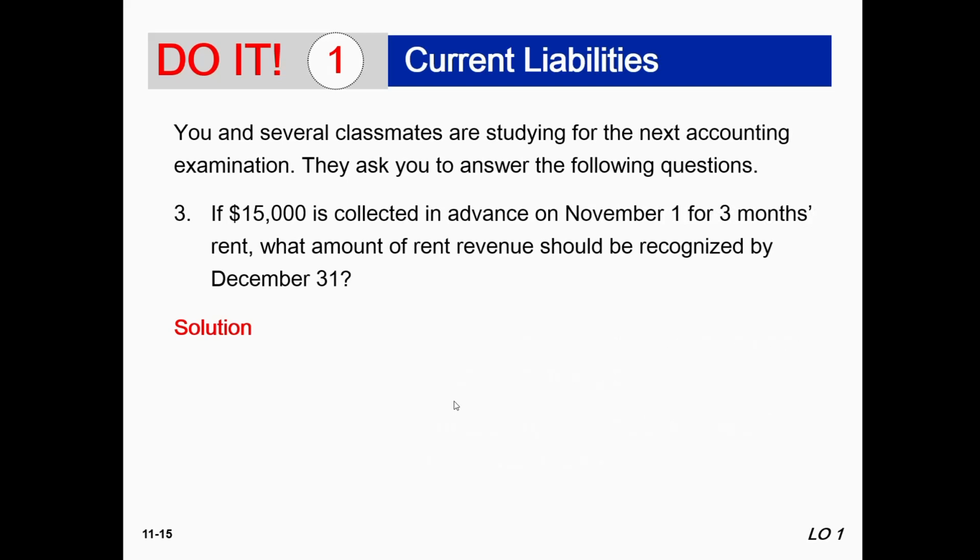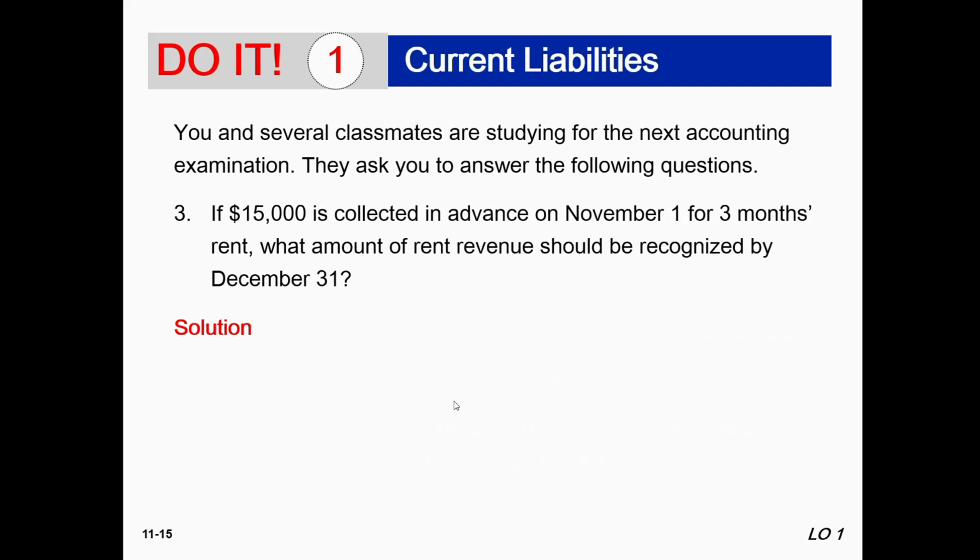Another question is, if 15,000 is collected in advance on November 1st for 3 months rent, what amount of the rent should be recognized by December 31st? The unearned rent revenue is collected on November 1st, but it's for 3 months, 15,000. So per month revenue is 15,000 divided by 3 is 5,000.